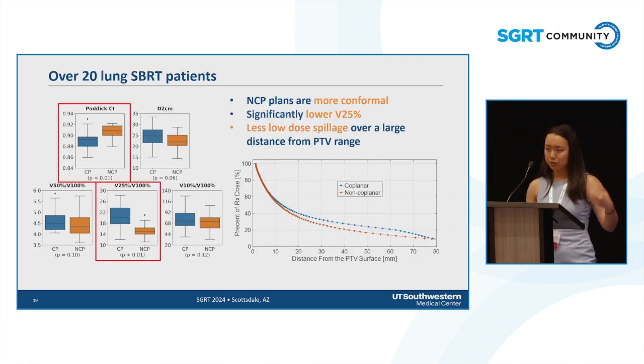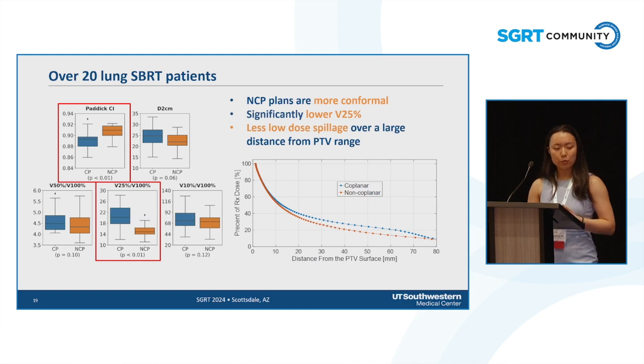So, just to see if it's a fluke, we did this for 20 lung SBRT patients, and we found that the non-coplanar plans are in general more conformal, based on the increase in Paddick conformity index. We found that we were able to significantly lower the V25%.